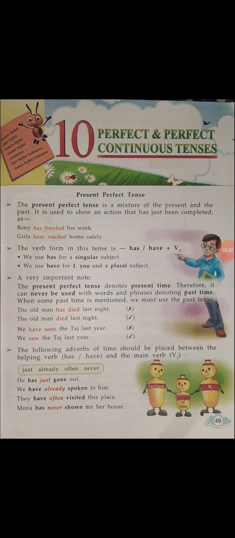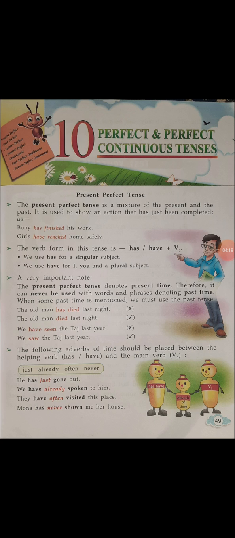But girls, it's a plural form, right? So they have used have, H-A-V-E. Whenever you're writing for a plural, and in sentences where you have to write I and you, we use H-A-V-E, have.